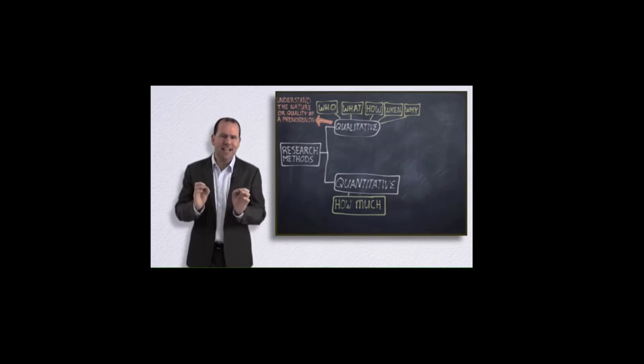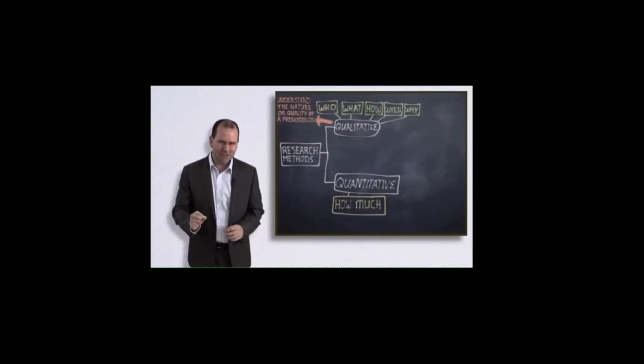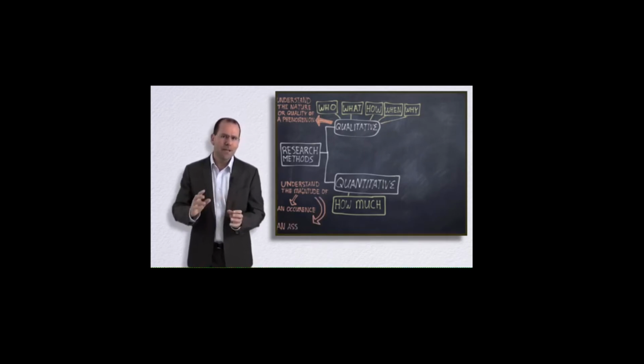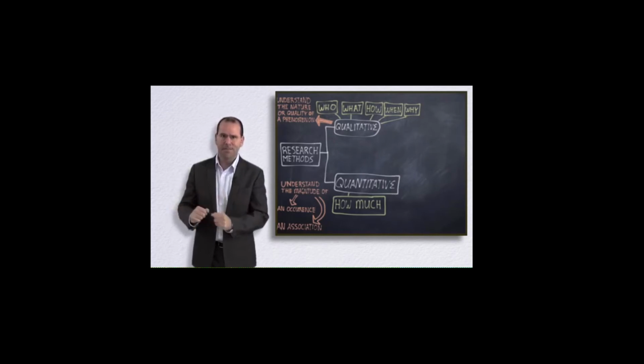It considers the idea of magnitude. So when we're talking about magnitude, the how much, the quantitative research, we're talking about the how much of, firstly, an occurrence, so the incidence or prevalence of a disease in a community, and we're talking about the magnitude or the how much of a relationship. So the association, for example, between a risk factor and an outcome.